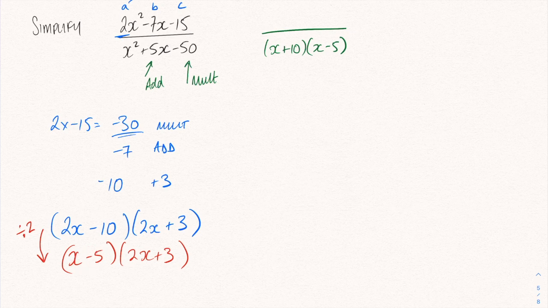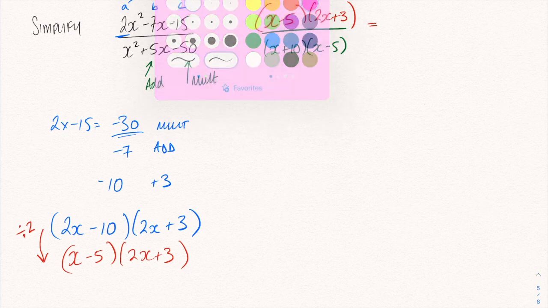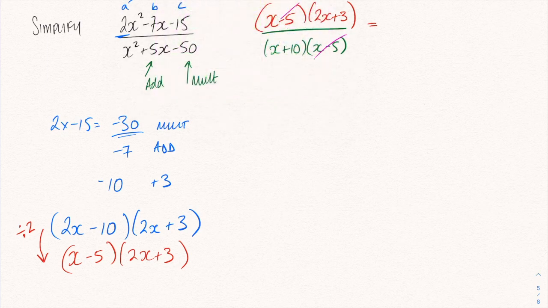And then what you end up having is that this top part factorises to x minus 5, brackets 2x plus 3. And then from here again, we go through that final step. What is cancelling each other out? Because x minus 5 divided by x minus 5 gives you 1. So effectively we can say they cancel each other out. So we end up with 2x plus 3 over x plus 10. And that is your answer.